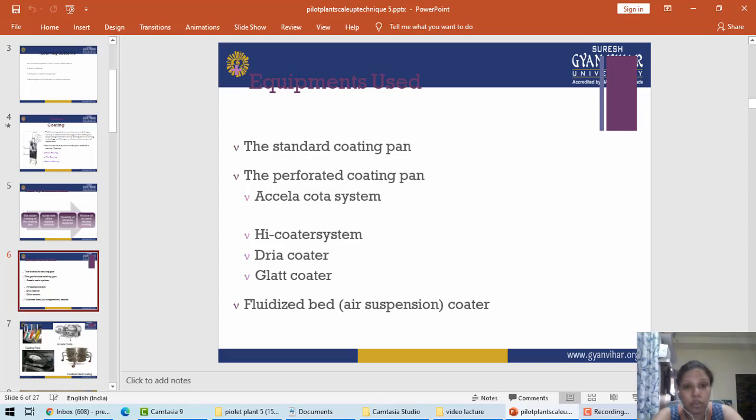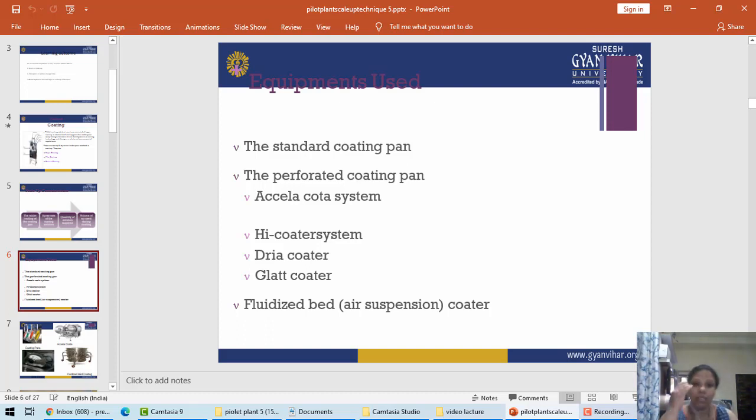The next is equipment used. The standard coating pan is a very commonly used equipment for the coating. Second is the perforated coating pan. In this, the perforation, that means holes, are there in that pan. There are multiple types of perforated coating pans. Other than that, fluidized bed coater is used. So basically there are three types of coaters we can use for this purpose: first is the standard coating pan, second is the perforated coating pan, and third is the fluidized bed coater or air suspension.